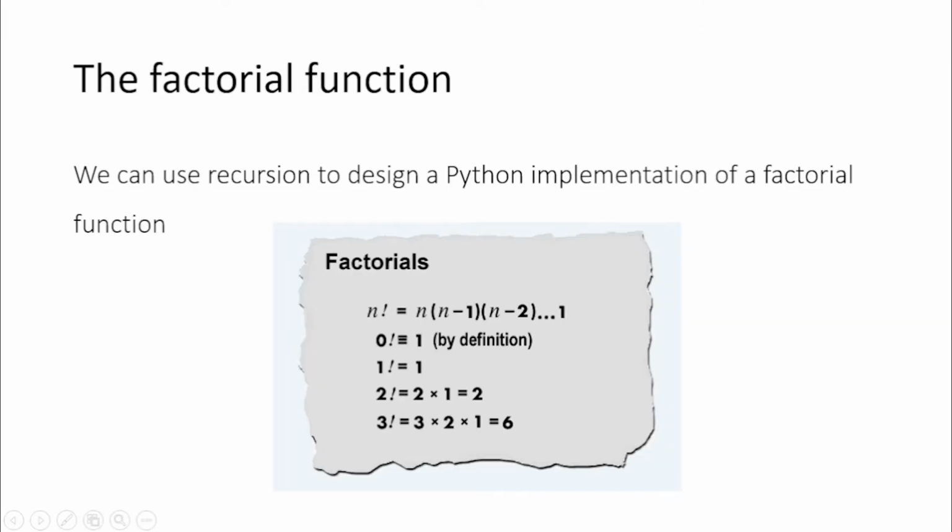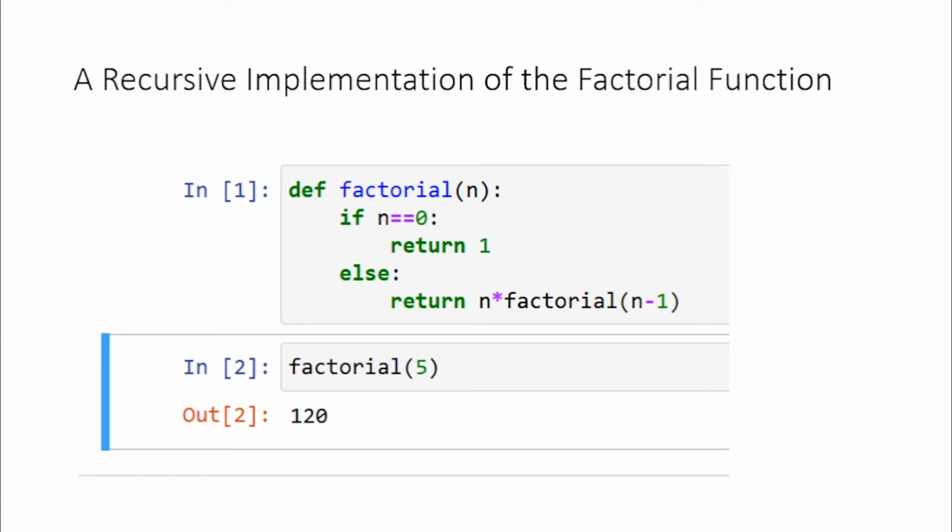Okay, the factorial function. Mathematically, the factorial function is defined as: factorial of n is equal to n multiplied by n minus 1 multiplied by n minus 2, and we keep doing that till we reach the value of 1. Also by definition, 0 factorial is equal to 1. So now let us see how we can use recursion in the factorial function.